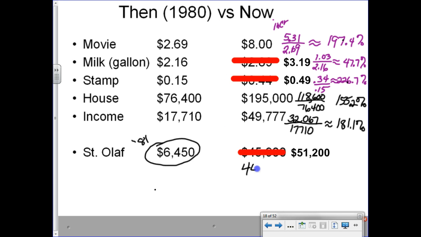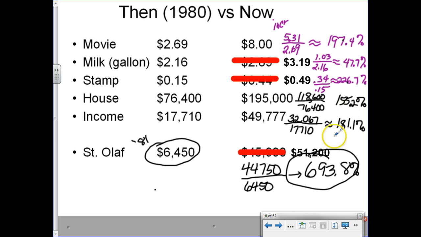The amount that it changed or increased was $44,750. Divide that by the starting number, $6,450. And here's the reality check, okay? The percent that college has increased, at least at my alma mater, is 693.8%. Notice how this number is completely out of whack compared to the rest of these. That's because college has increased at an incredibly higher rate than everything else, than people's income, than the price of housing, than the cost of many standard goods.